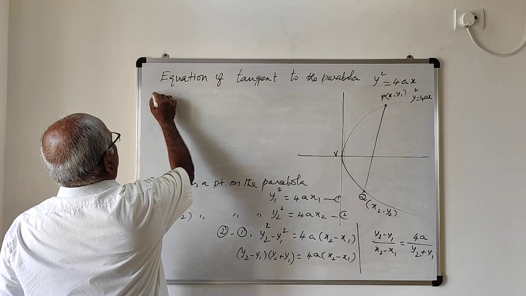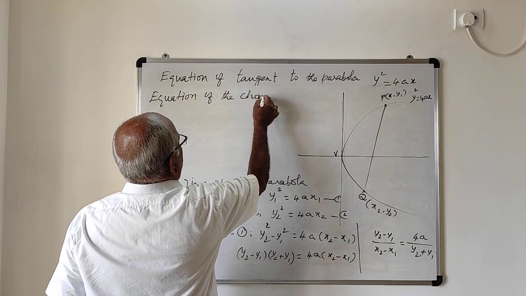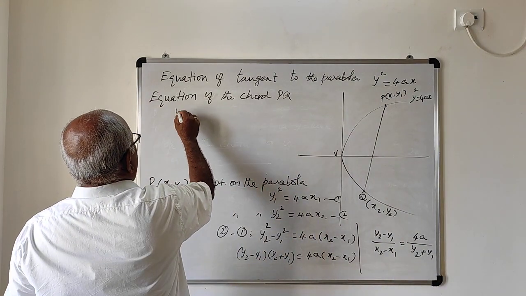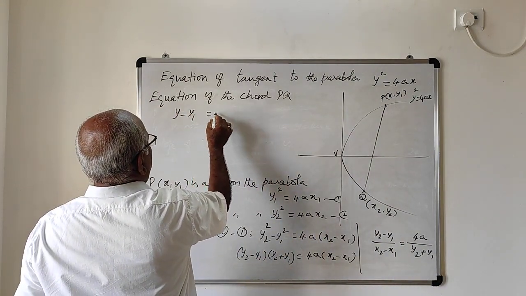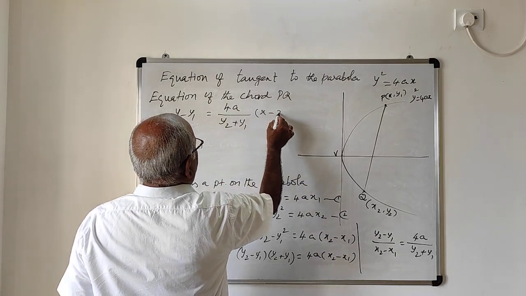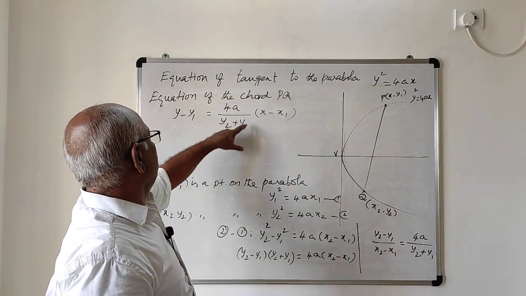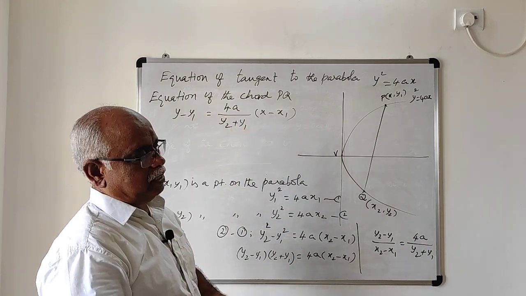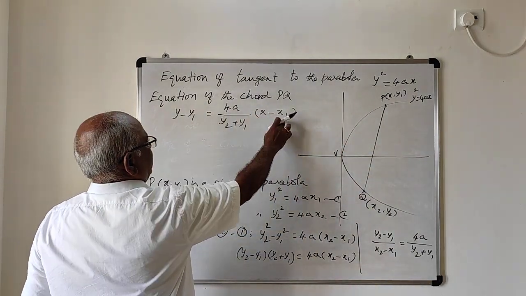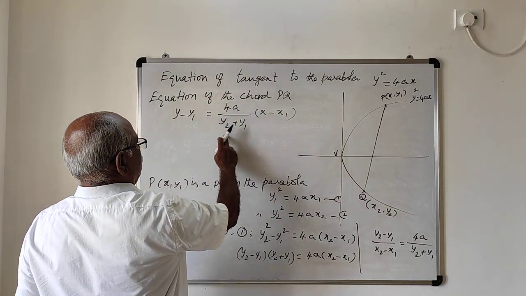Now the equation of the chord PQ with the slope 4a by (y2 plus y1) is y minus y1 equal to m, where m is the slope 4a by (y2 plus y1), into (x minus x1). So that is the equation of the chord having slope 4a by (y1 plus y2) and passing through the point (x1, y1). So the equation of the chord PQ is y minus y1 equal to 4a by (y1 plus y2) into (x minus x1).